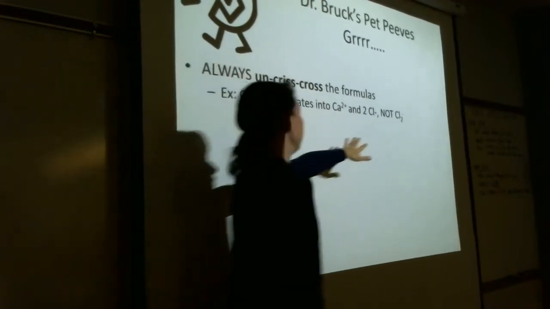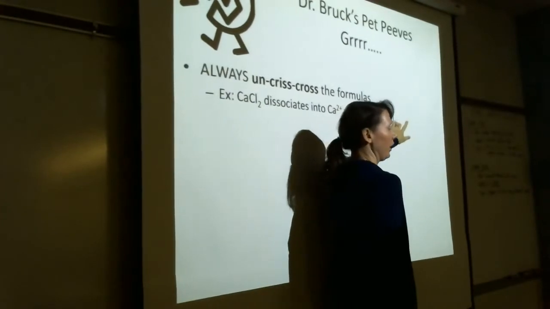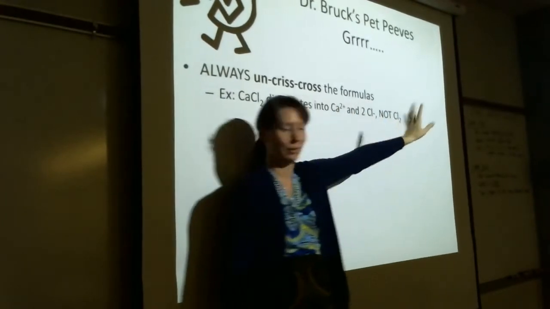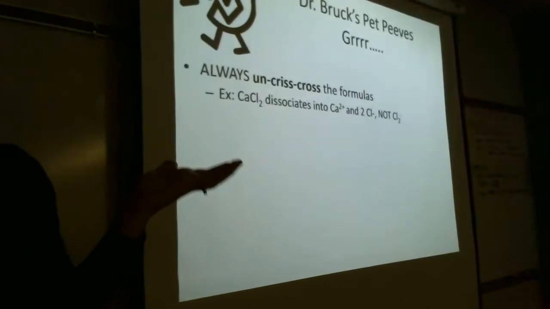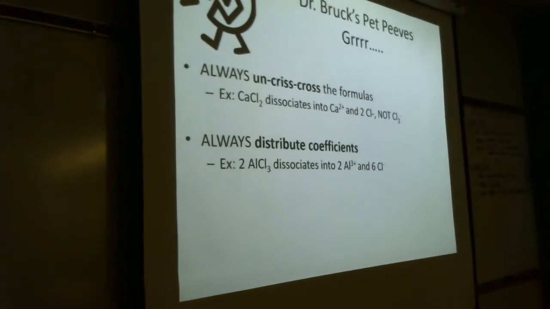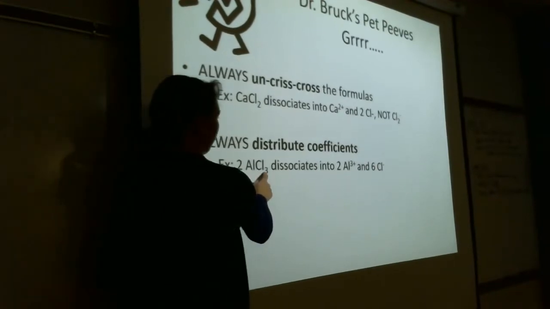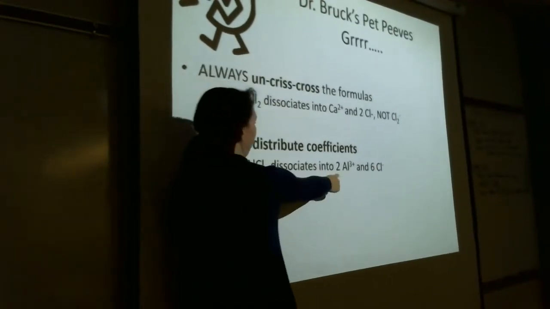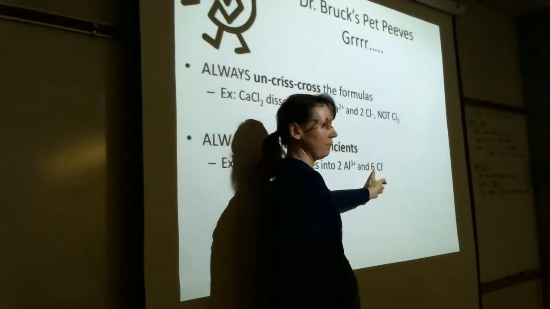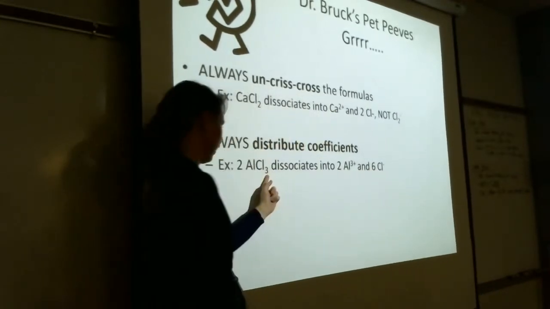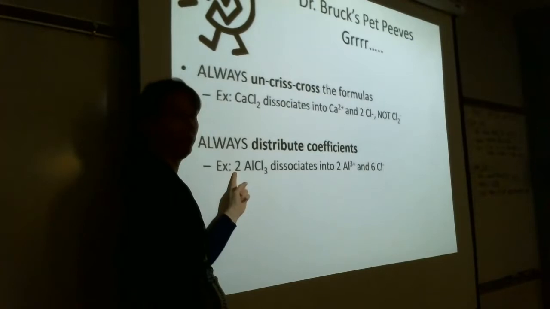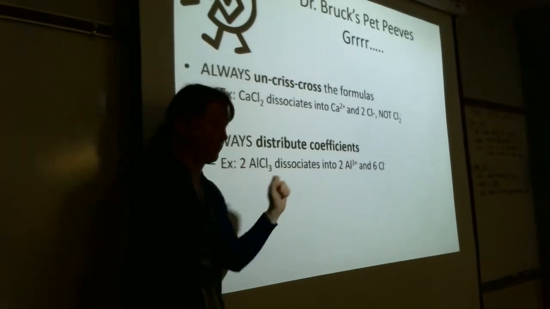There's no such thing as this. I see this so much. It makes me want to scream. It doesn't exist. There's no such thing. There's Cl2 and there's Cl−. And distribute your coefficients. Look at this one. 2 AlCl3 becomes 2 Al3+ and 6 Cl−. How come it's 6 here? There's a subscript of 3 and a coefficient of 2. So 2 times 3 gives me the 6. Good.